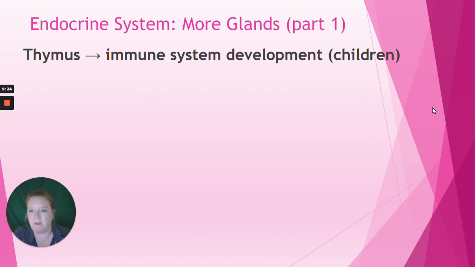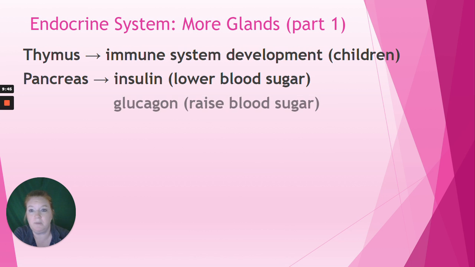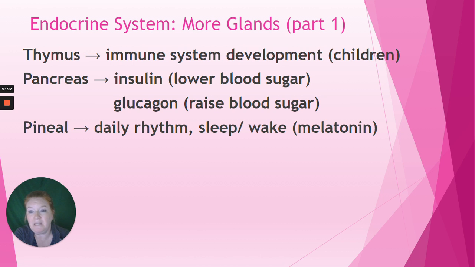So what about some other glands? We have the thymus, which is important for the immune system development in children especially. We have the pancreas, which makes insulin to lower blood sugar, but also glucagon to raise blood sugar. The pineal gland is responsible for daily rhythm, so your sleeping and waking cycle. The pineal gland produces melatonin, and some people take a melatonin supplement to help regulate that daily sleep-wake cycle.